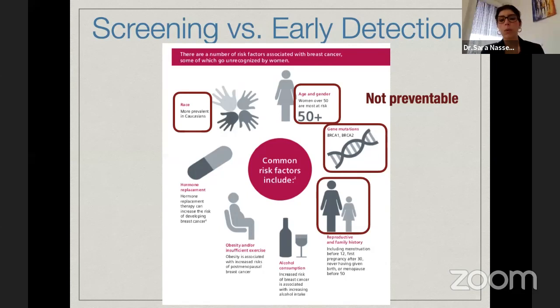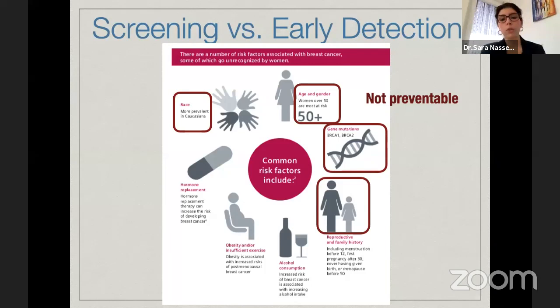And this is where I want to talk to you about genetic mutations. Some risk factors for breast cancer are listed here, the common risk factors. Some of them are preventable and some of them are not preventable. So the factors that I want to talk about first are the non-preventable ones, factors that we can't do much about.